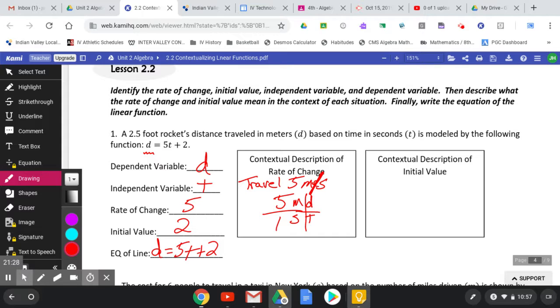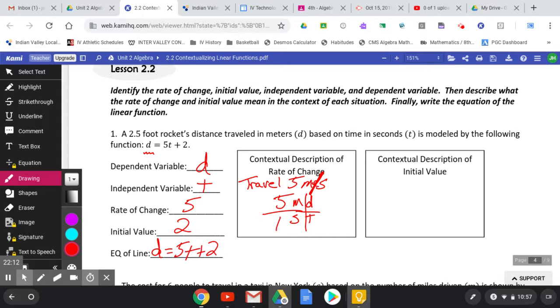A 2.5 foot rocket's distance traveled in meters based on seconds, modeled by the following function. That 2 means something. First of all, does it mean seconds or does it mean meters? Well, what is the dependent variable? Distance. So this has to be a distance of 2. That 2 means 2 meters. Maybe the stand it's sitting on? Exactly. If a rocket's going to be shot off, you're going to put it off of a stand. And that stand's going to be 2 meters tall. Wow. See how we can figure that out? What's actually going on in the situation from the information given to us?